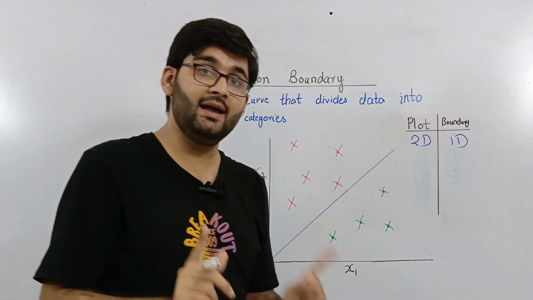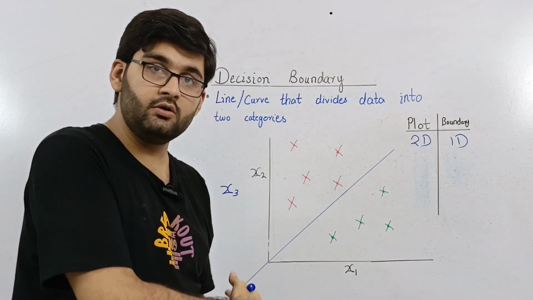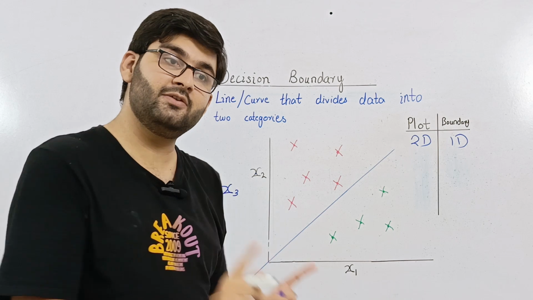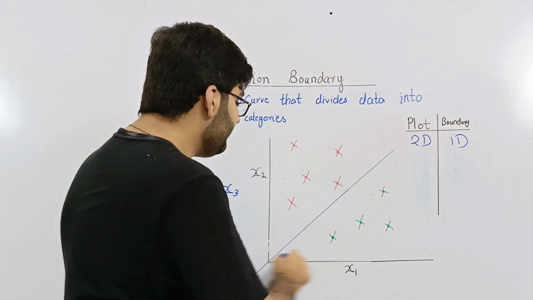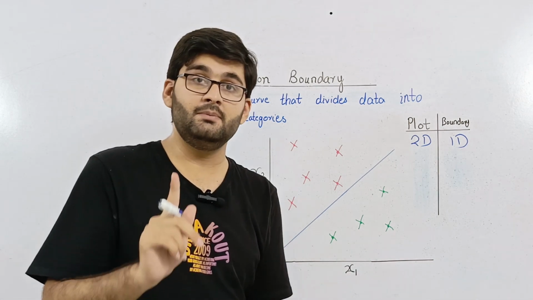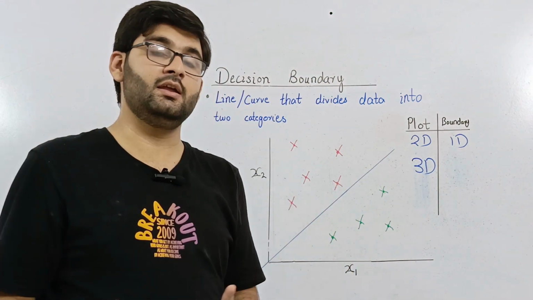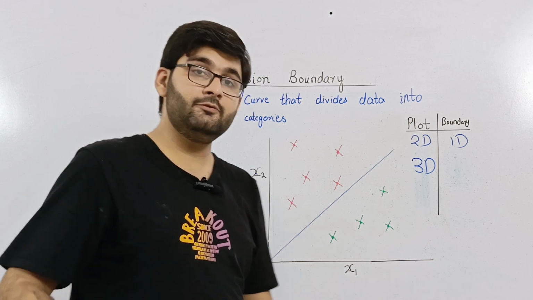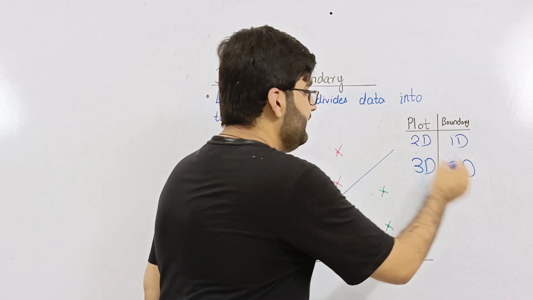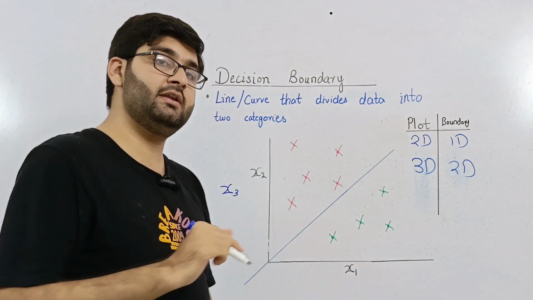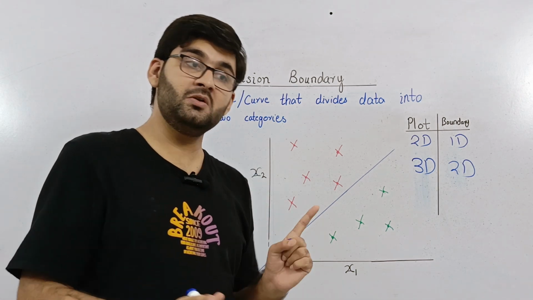If, for example, we had a third predictor variable x3, where would we plot this? We would need a third axis, a third z-axis, perpendicular to both these axes. So in that case, the plot would become three-dimensional, and the decision boundary would not be a line, it would become a two-dimensional plane. Now if we have another predictor variable, which is x4, then the plot would become four-dimensional.